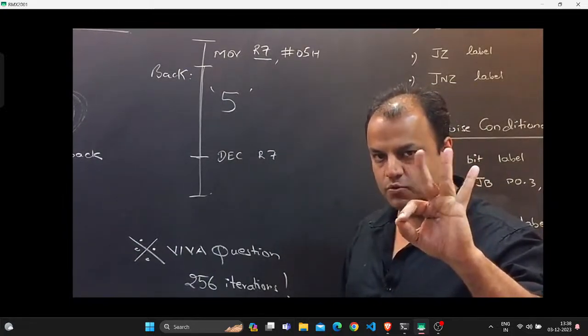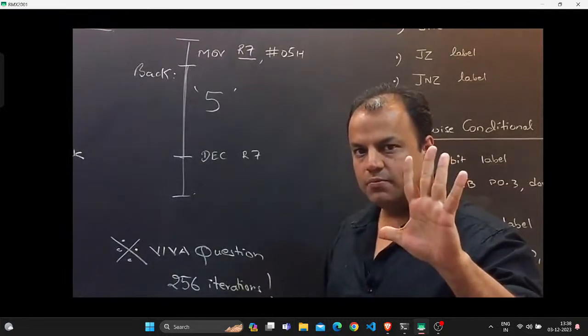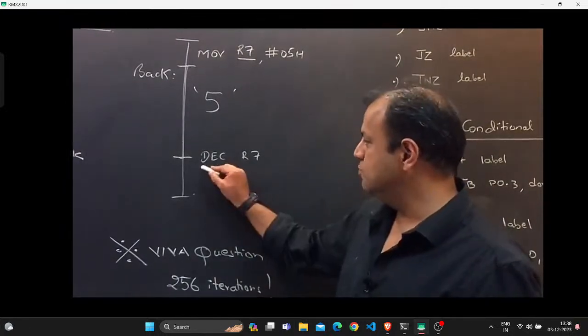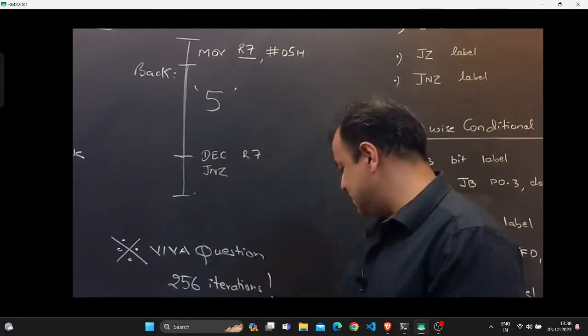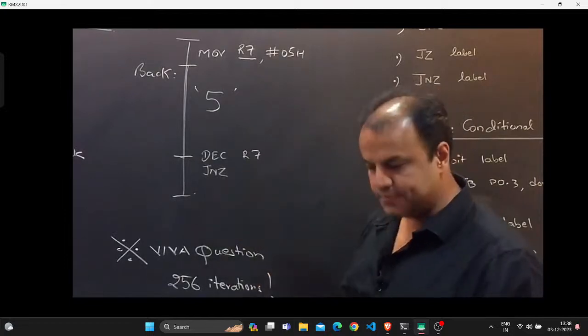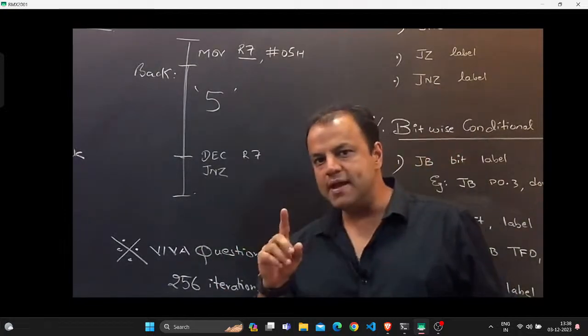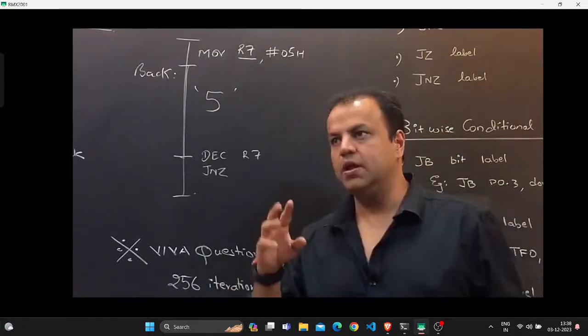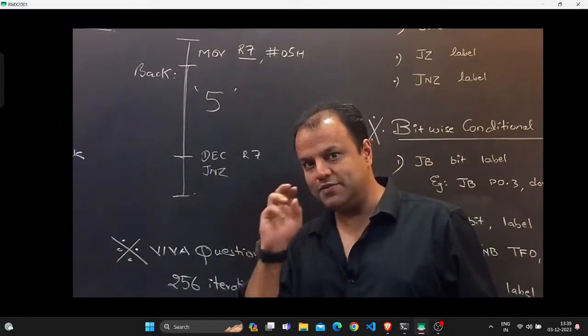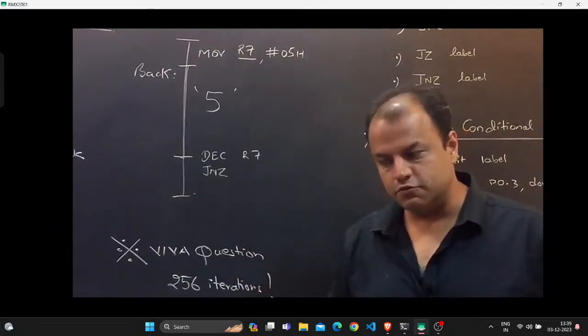Next time 3, next time 2, next time 1, next time 0. When it becomes 0, you should finish your iterations. So you'll be writing JNZ. JNZ stands for jump if not 0. I'm not finishing it. This is how loops were made in 8085. When Intel made 8085, their first marvelous product, this is how they used to make loops.